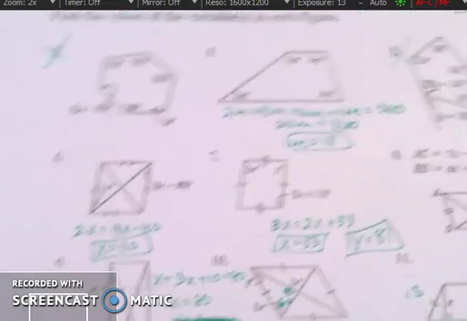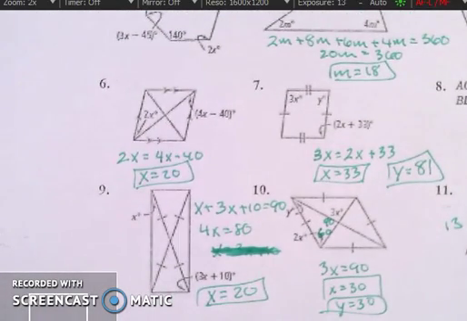Number 6, moving right along. We notice that we actually have alternate interior angles. 4x minus 40 and 2x are alternate interior on those parallel lines, so they're going to be congruent to each other. And when we subtract the 2x, add the 40 over, divide by 2, we get x equals 20.